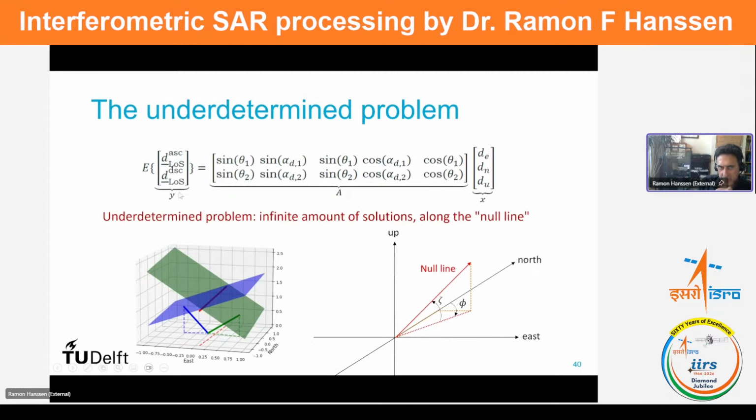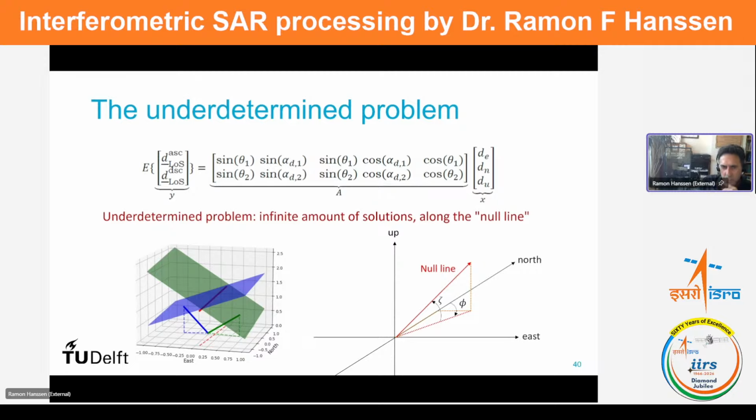So if we have this situation, an ascending and a descending image, we still have an underdetermined problem, and there is an infinite amount of solutions, but all these solutions are somewhere along the null line, described with these two angles. Okay, so now the question is, what are we going to do now?